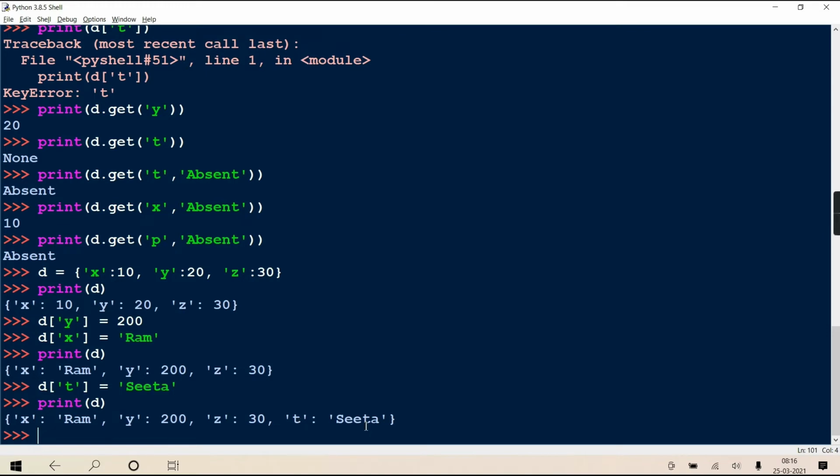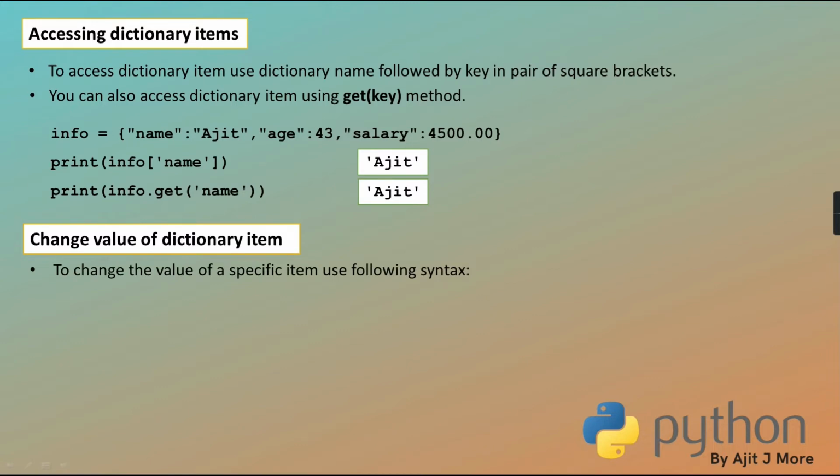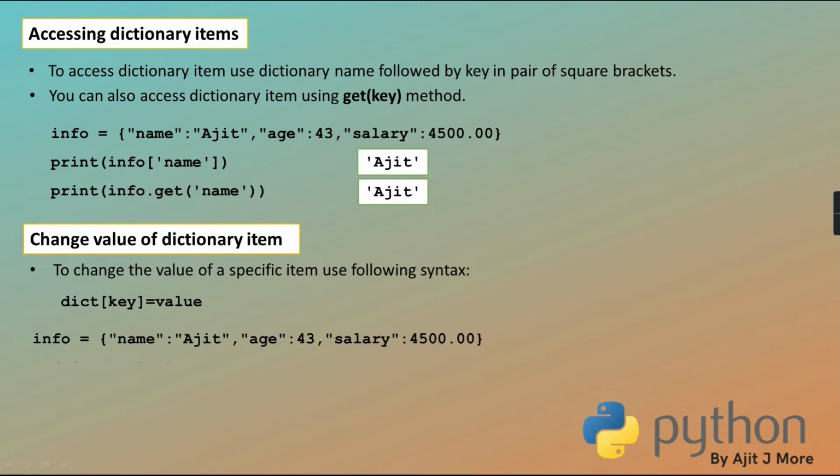One more key t has got added. That simple it is. So to change the value of a specific item, any value of any specific key, just a very simple syntax: dictionary object square bracket key equal to value. Only thing is, if the key is present, then its old value will be replaced with this new value. But if the key is absent, it will add it as a new key value in your dictionary.